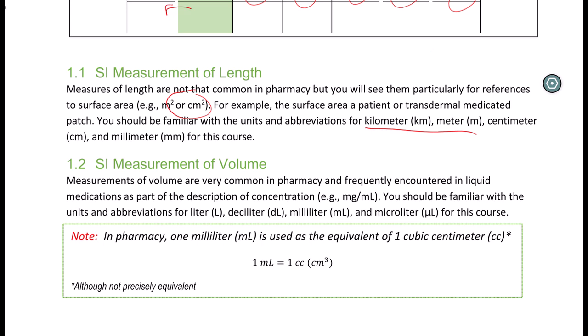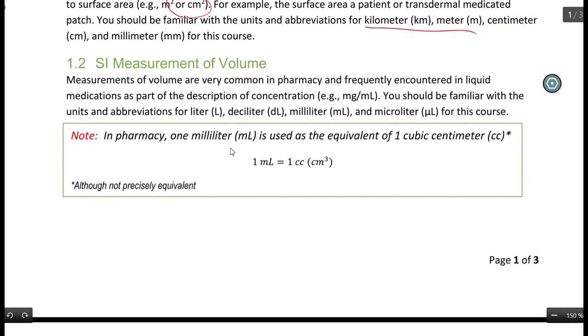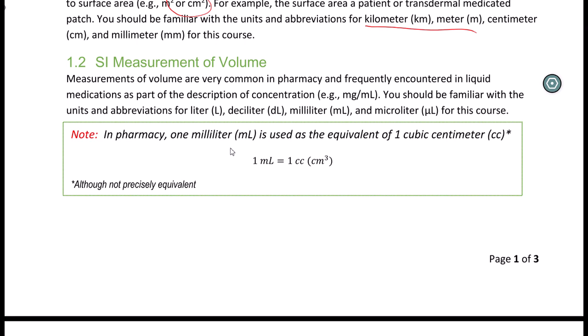So the other one that we do use commonly a lot is the measurement of volume. Right? So the volume is very common. We use it for liquids. We use it when we do concentration. As you see, we have concentrations in milligrams per ml, micrograms per ml. We're going to have a lot of different units. So for liquid, you should be, for this course, familiar with what a liter is. You should know what a deciliter is, a milliliter, and a microliter, particularly knowing what a milliliter and a liter is.